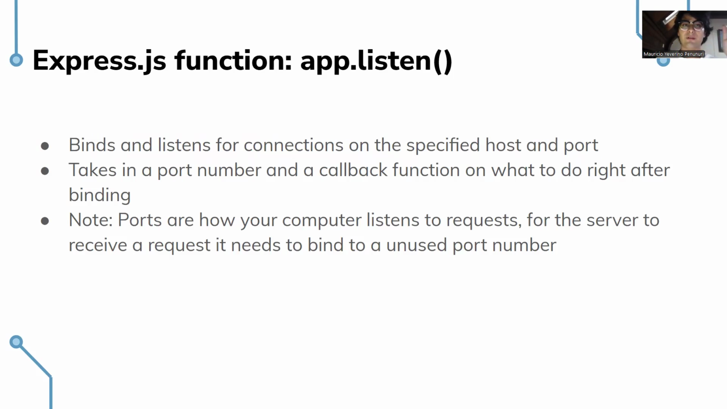We also have the function app.listen. It basically binds and listens for connections on the specified host and port. In this case, your host is going to be the localhost on your computer, and you can choose a port of your liking. Apart from the port, it also takes a callback function on what to do right after it binds. Usually, in our example, we just want to be notified whether the binding worked correctly or not.